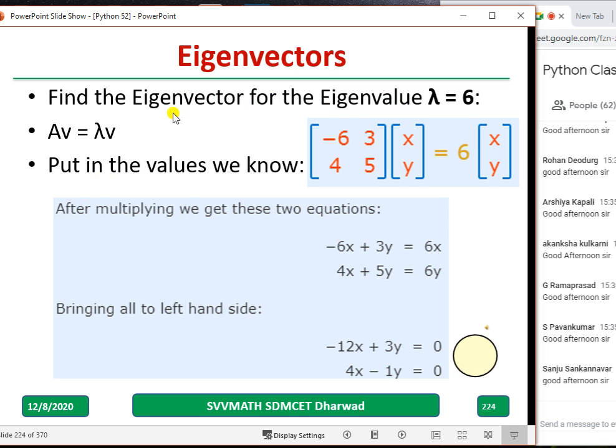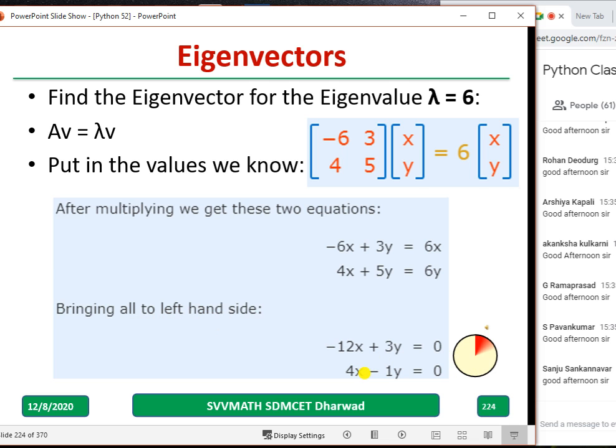Then I can write lambda equal to 6. Similarly, I can write for lambda equal to minus 7 also. The AB equal to lambda V, just I am writing, and I am writing the equation minus 6x plus 3y equal to 6x, and 4x plus 5y equal to 6y using these equations. And bringing all to the left hand side, I can write down minus 12x plus 3y equal to 0 and 4x minus 1y equal to 0. In both the cases, the answer will remain same.